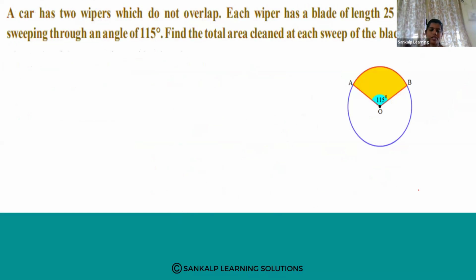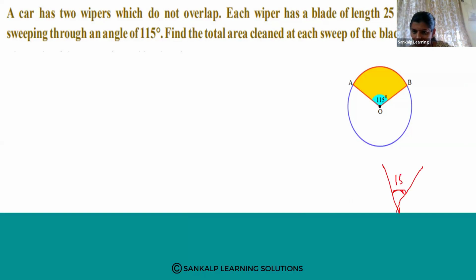Yes. So next question. A car has two wipers which do not overlap. Each wiper has a blade of length 25 centimeter sweeping through an angle of 115 degree. Find the total area cleaned at each sweep of the blade. So in the car there are two wipers which do not overlap, and between the two wipers one angle is formed.